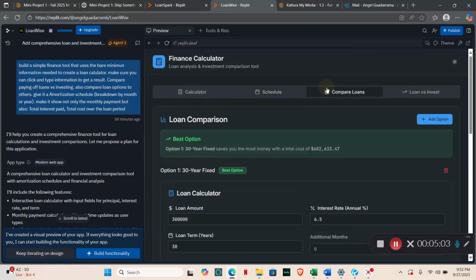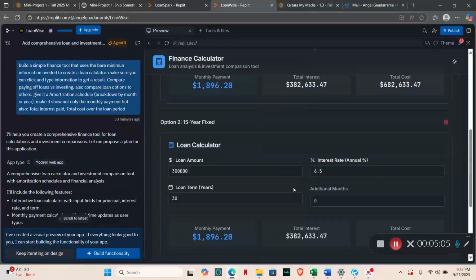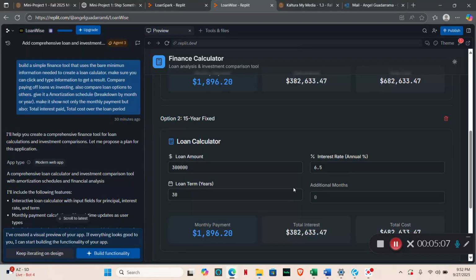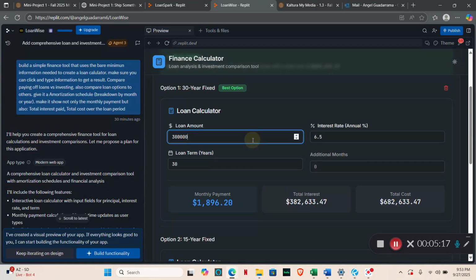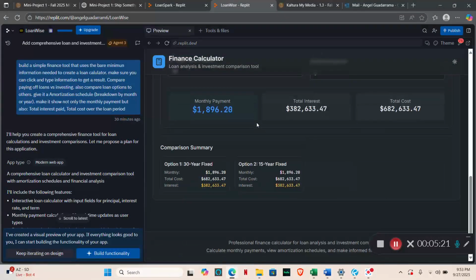We're also able to compare loans, so we could say option two, for example, could have a 300,000 loan with an interest rate of 6.5 in 30 years. It gives you your monthly payment, the total interest, and the total cost. So this is pretty handy for users. It even gives a comparison here down at the bottom. This is very useful.